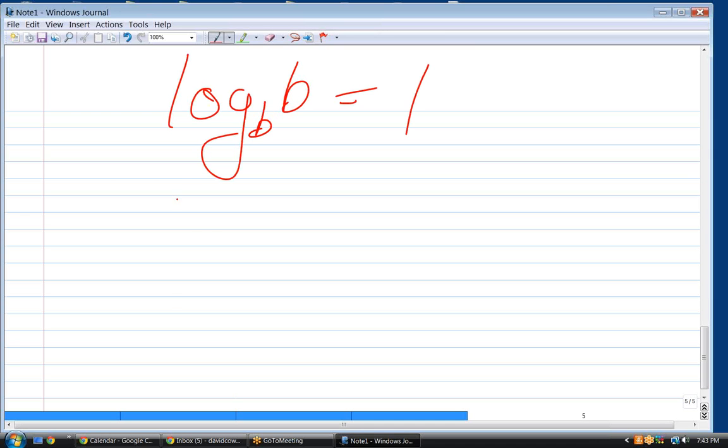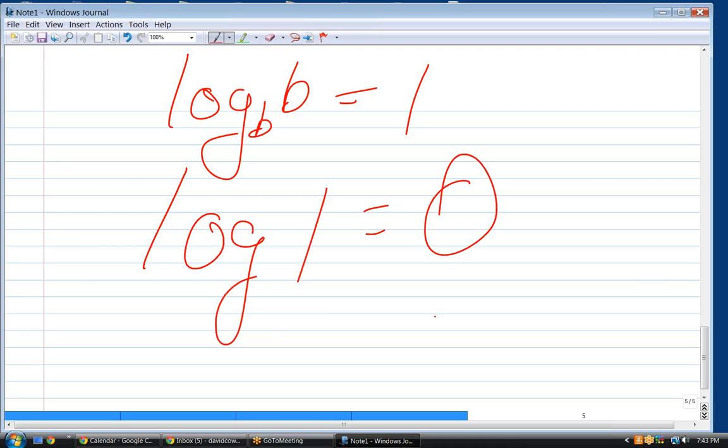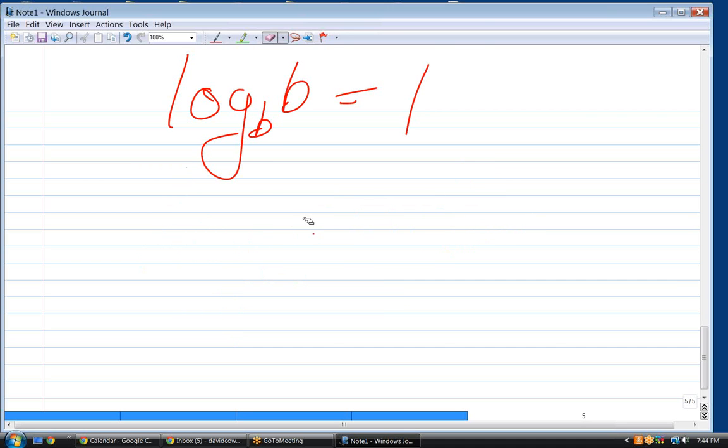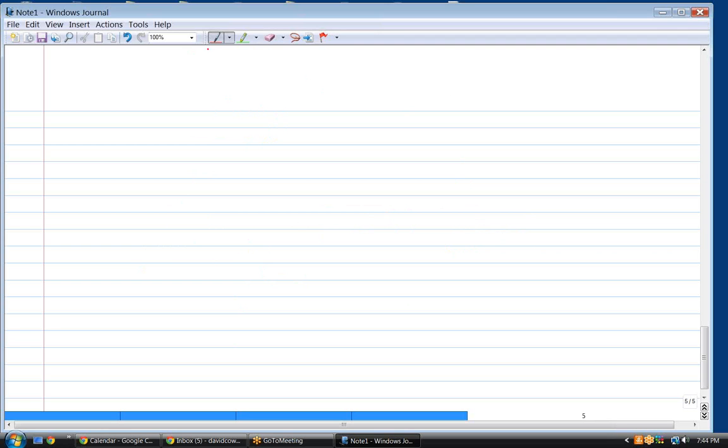That's always 1. What's this equal to? Always 0, no matter the base. Notice that if the base was 17, it would be 17 to the 0th power equals 1. Any number to the 0th power is equal to 1, no matter what it is. So when I say the log of 1, regardless of the base, it's equal to 0. Okay, go ahead.